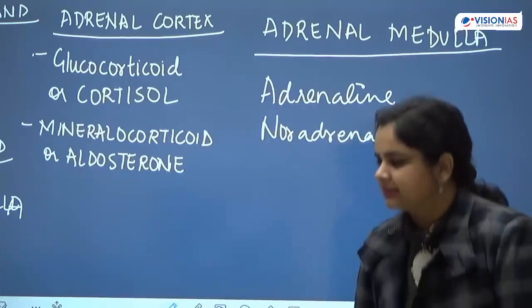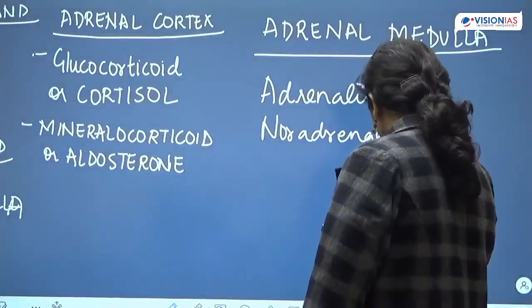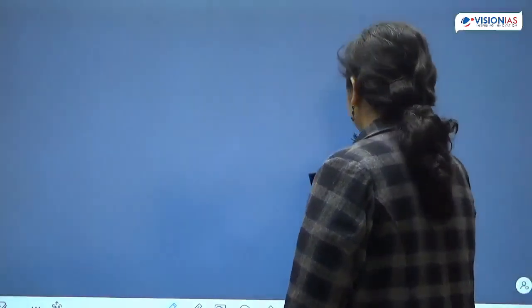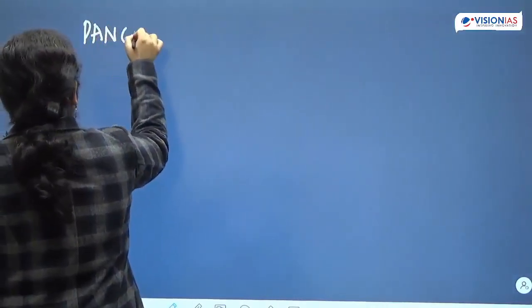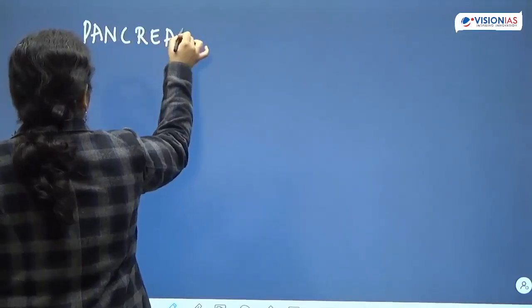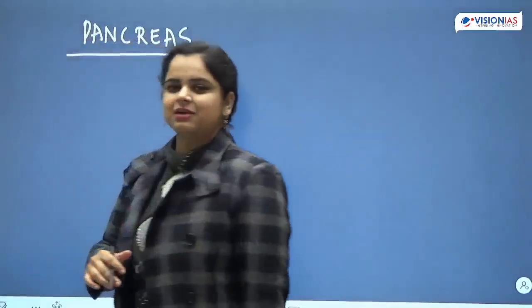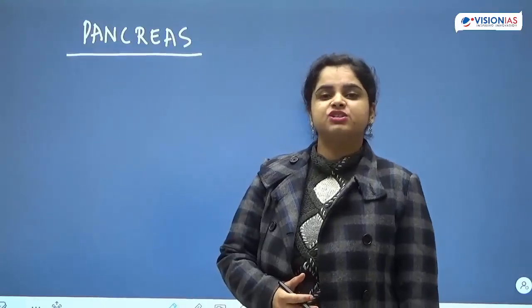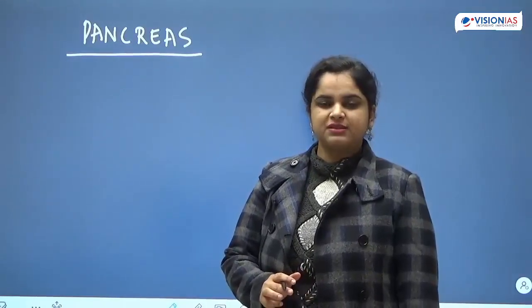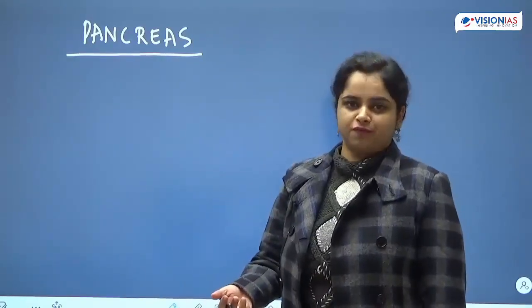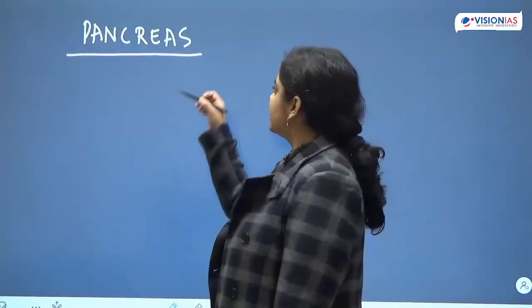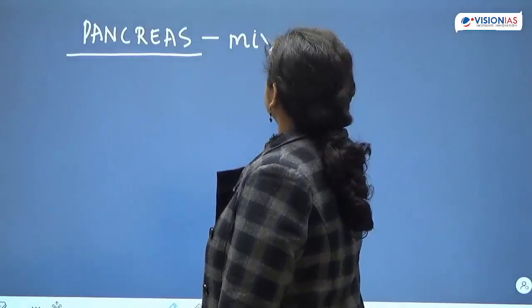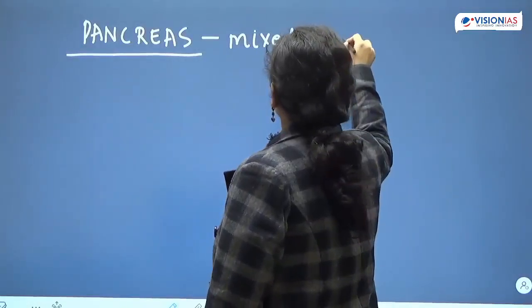Okay, one last gland is left, which is your pancreas. So if you remember, we studied pancreas to be giving us some secretions in the digestive system also. We studied some enzymes being released from the pancreas. Now that is the exocrine function of pancreas. Here we will be talking about the endocrine function of pancreas, making pancreas a mixed gland. This is the special property of pancreas.